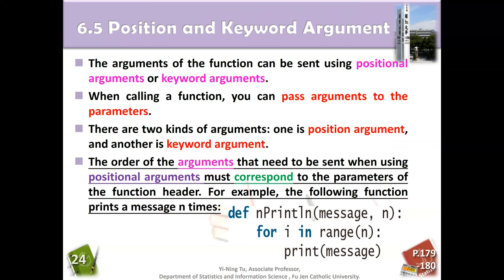When we pass our arguments, for example, the message may be FJCU and n we want to be 5 times. So please print FJCU 5 times. But how do we know which argument maps to which parameter? There are two methods. One is positional, the other is keyword.